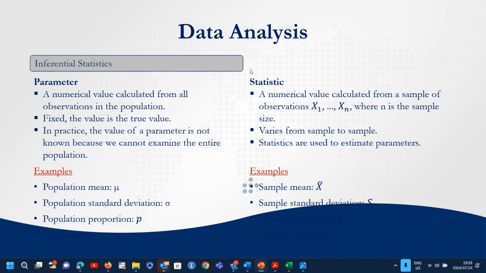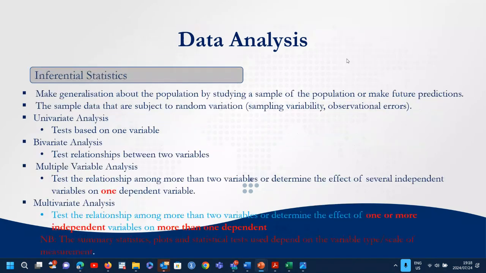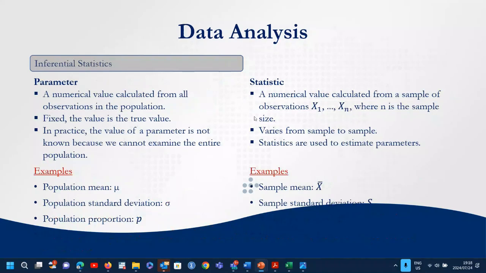But if I select a sample and I measure the IQ levels of those I've selected, then what I have measured is a statistic which I am using to estimate the parameter. The parameter is fixed, right? If I measure everyone's IQ, and measure it again maybe the following day, it's most likely going to be the same. So it's fixed. But with a sample, with a statistic, it will vary from sample to sample. So it's dependent on the sample that you select.